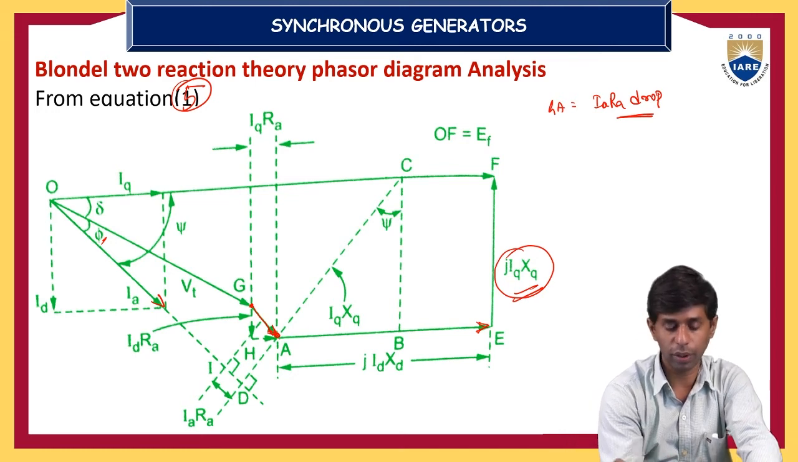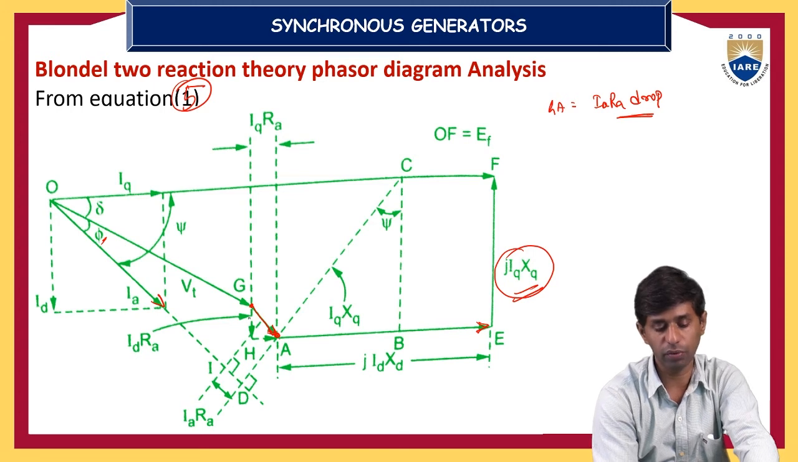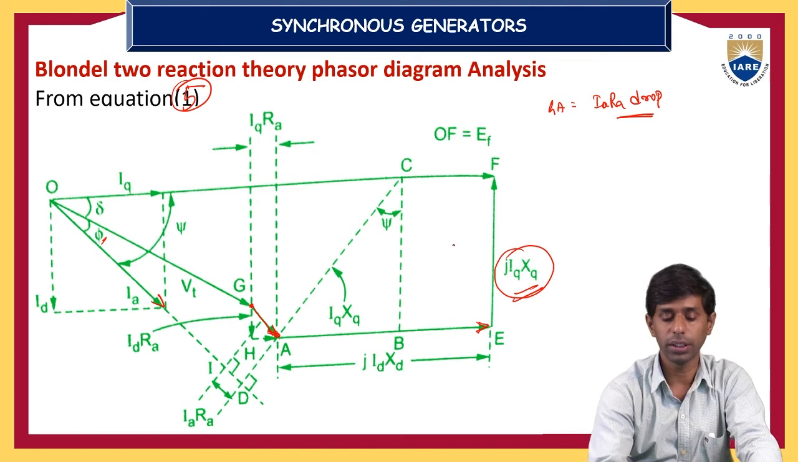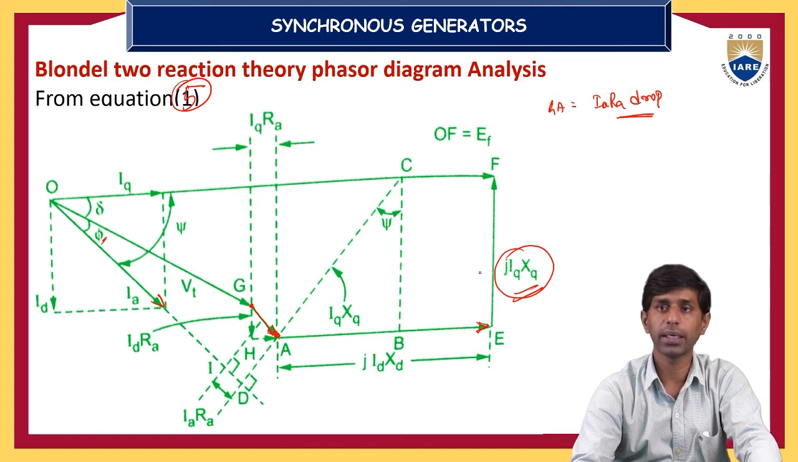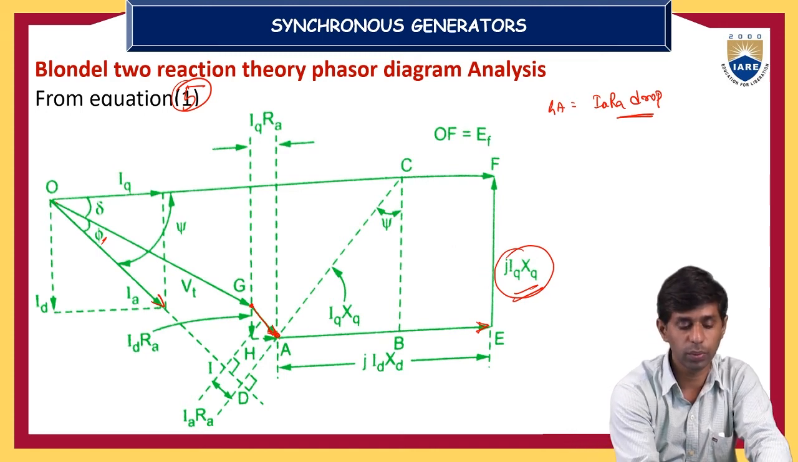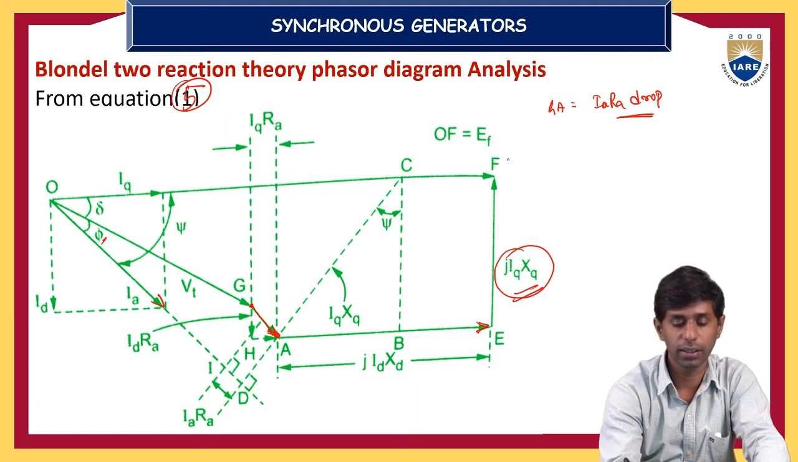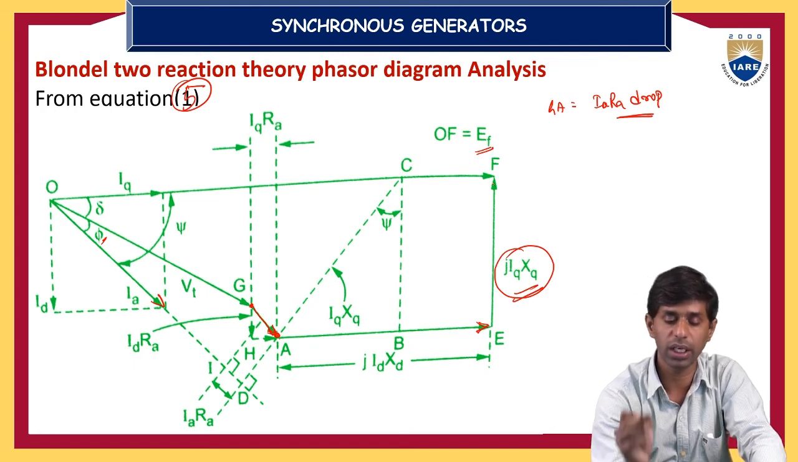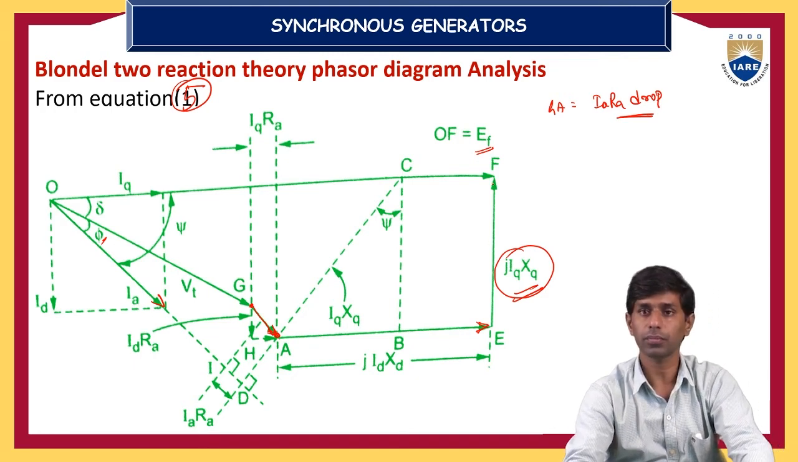Now vector addition, from the equation number 5, of VT plus IARA, the drop due to winding resistance, plus the drop due to direct axis component reactance plus the drop due to quadrature axis reactance. This must be equal to excitation EMF EF. So that is why OF represents the EF, which is equal to VT plus IARA plus JIDXD plus JIQXQ.